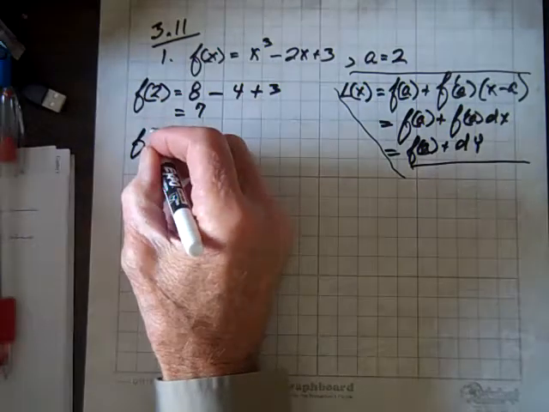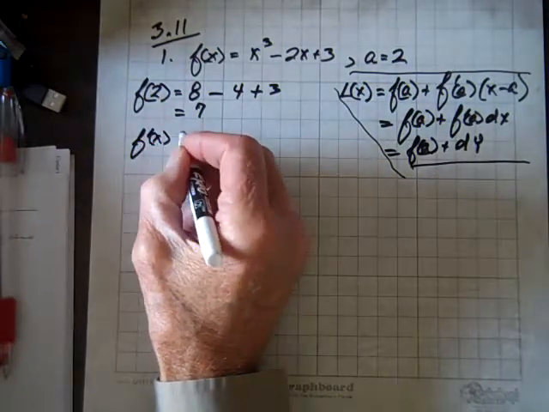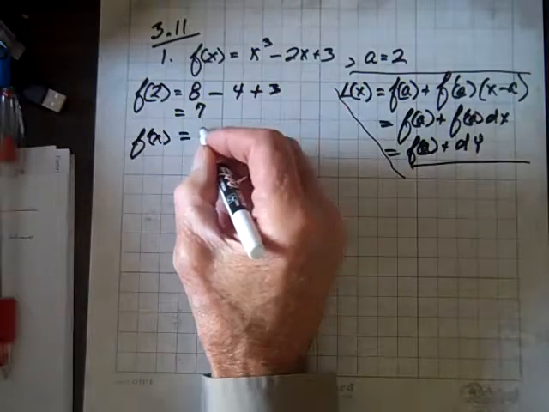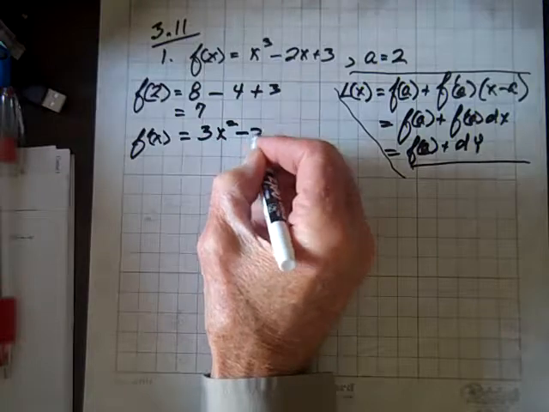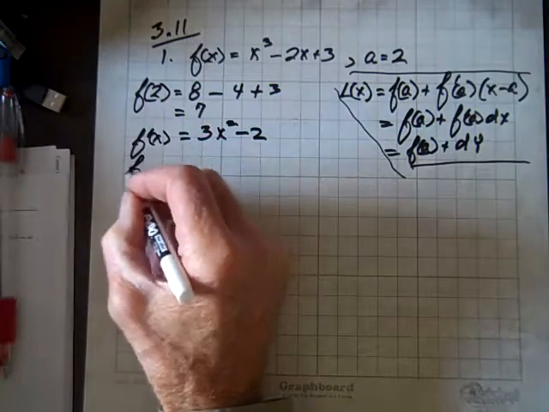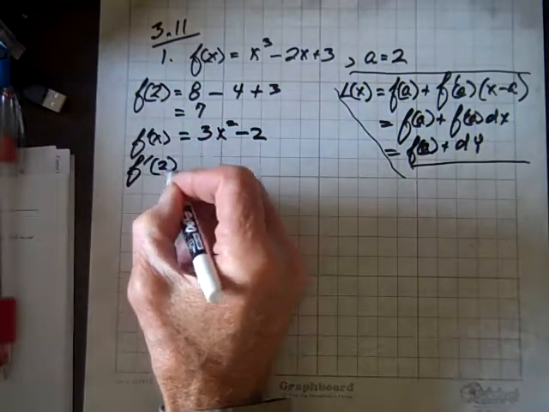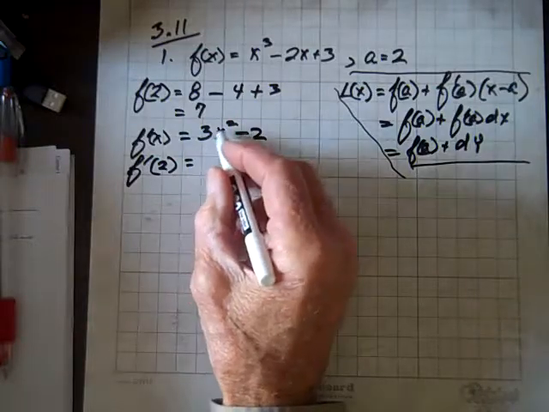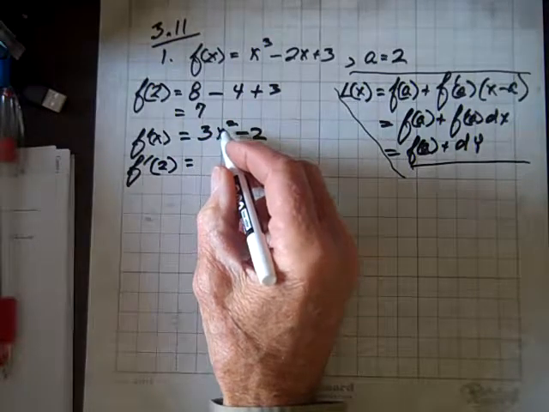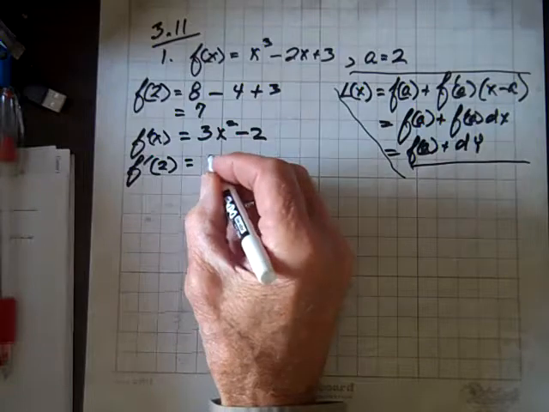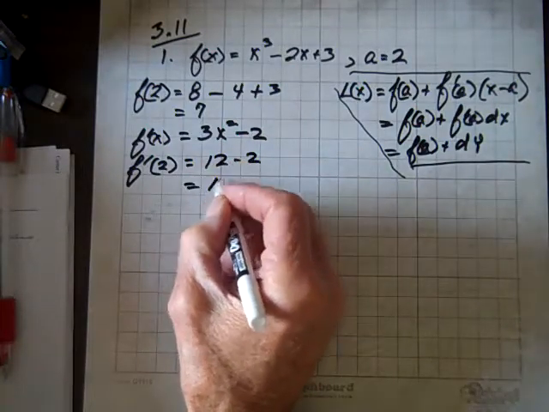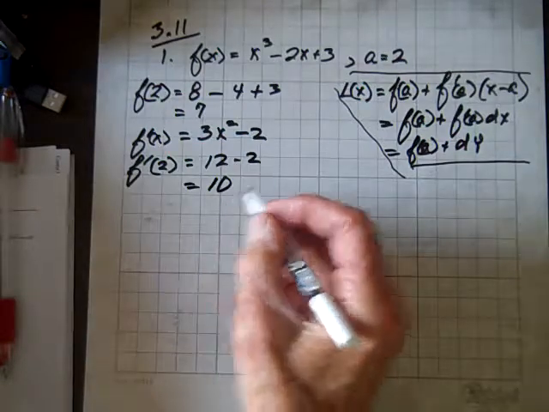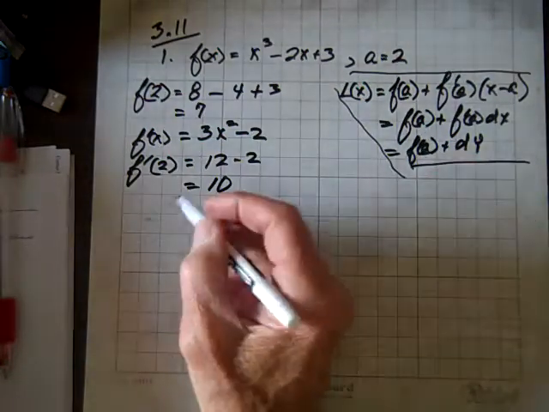Let's find f prime of x. And that equals, by the power rule, 3x squared minus 2. And so f prime of 2 equals 2 squared is 4, and 3 times 4 is 12 minus 2, and that equals 10. Now I think we're ready to go.